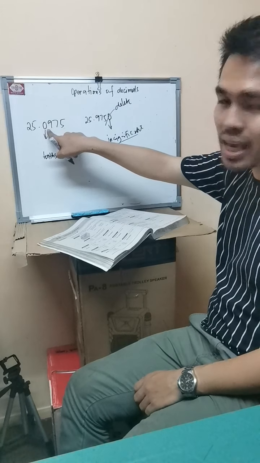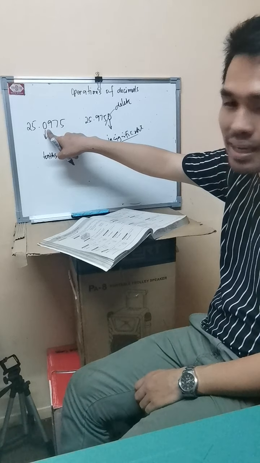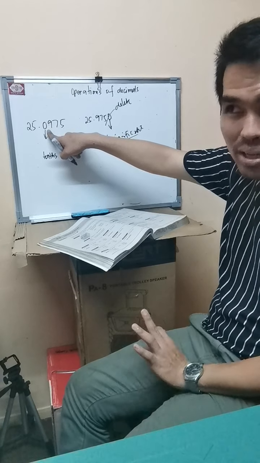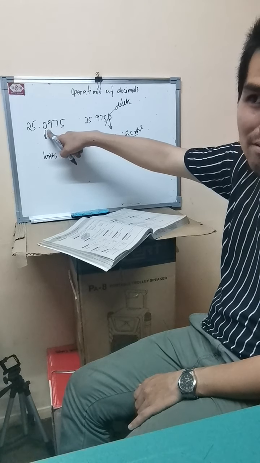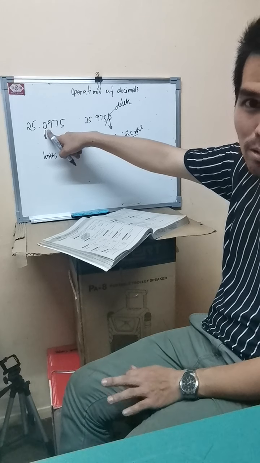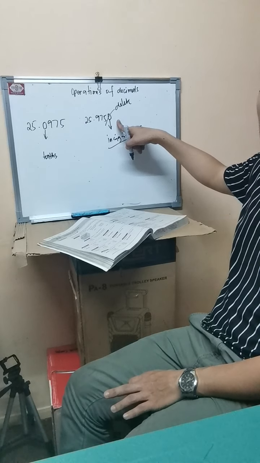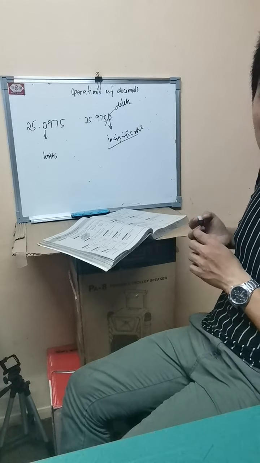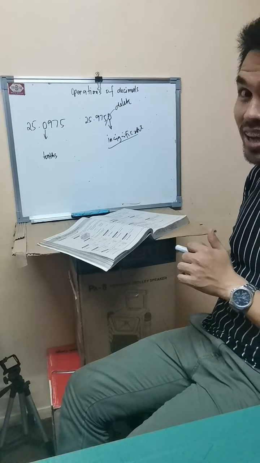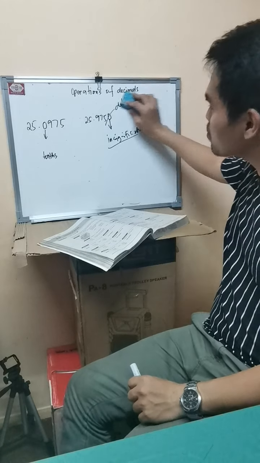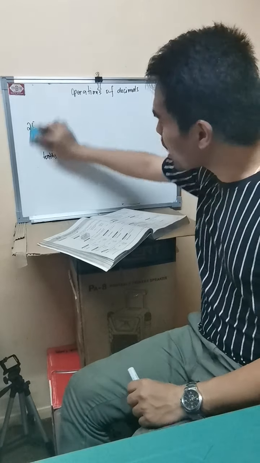But the zero here, you cannot disregard because this 0 is significant. Meaning to say, there is a value to this. But the zero here is insignificant. Meaning to say, there's no meaning at all. Somehow like your ex, there's no meaning at all. Okay? Anyway, that's the kidding part. Let's move to subtraction of decimals.